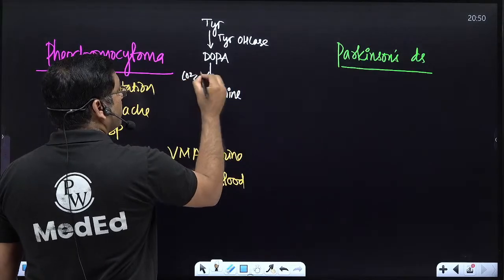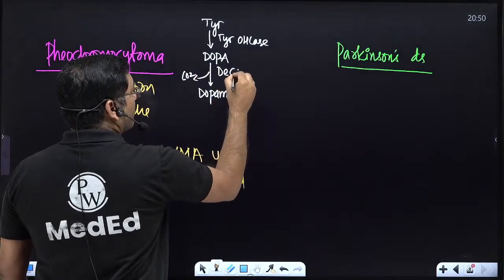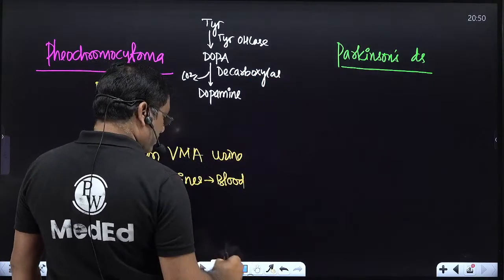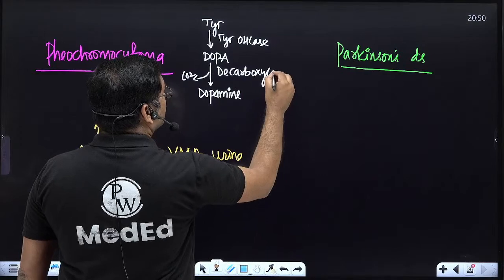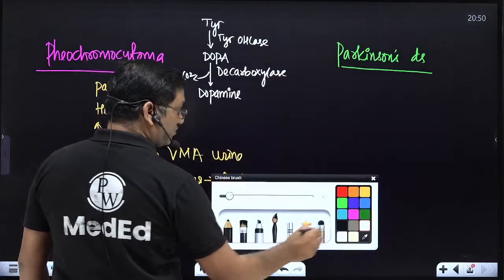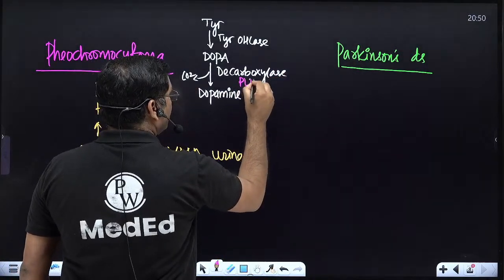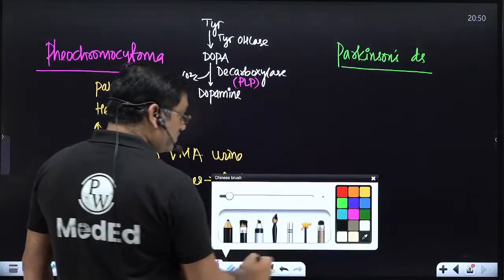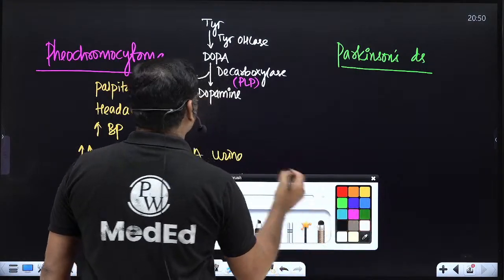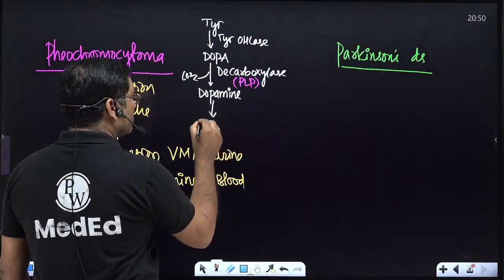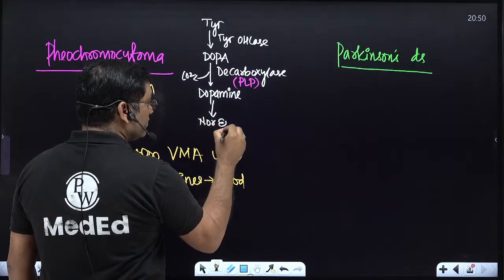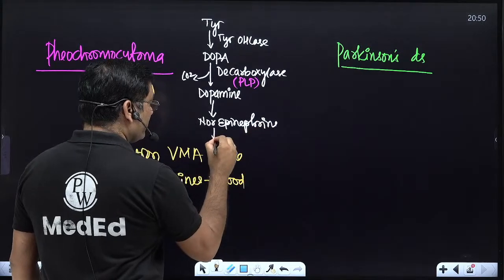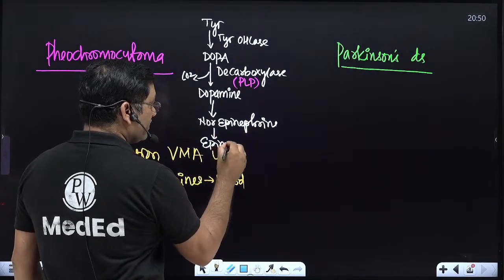Decarboxylation reaction. Pyridoxal phosphate dependent decarboxylation reaction. Remember, pyridoxal phosphate, PLP, is required for the decarboxylation reaction. It is converted into dopamine. By the dopamine hydroxylase, it is converted into norepinephrine, and norepinephrine is converted into epinephrine, which means adrenaline.